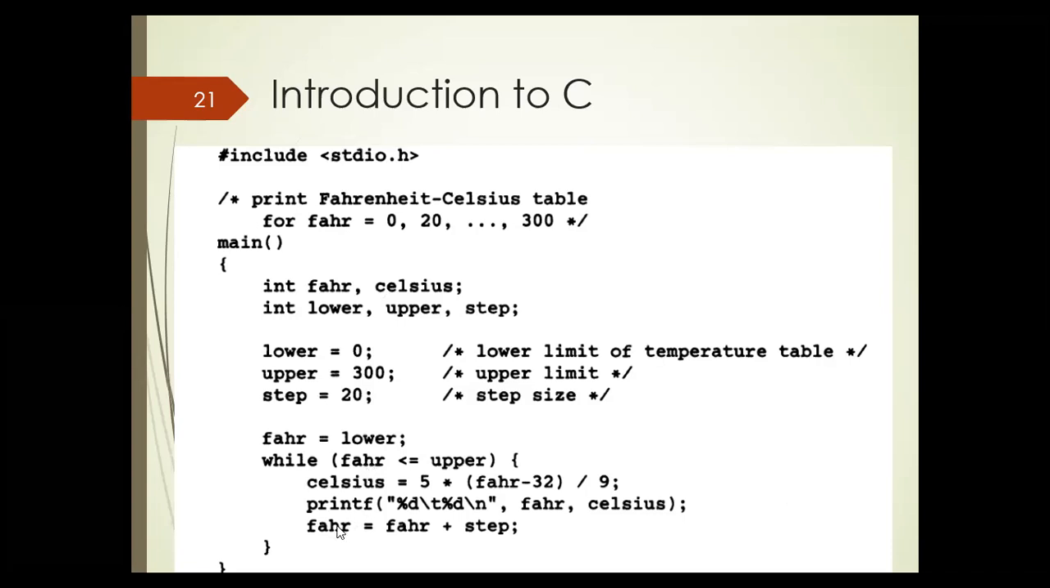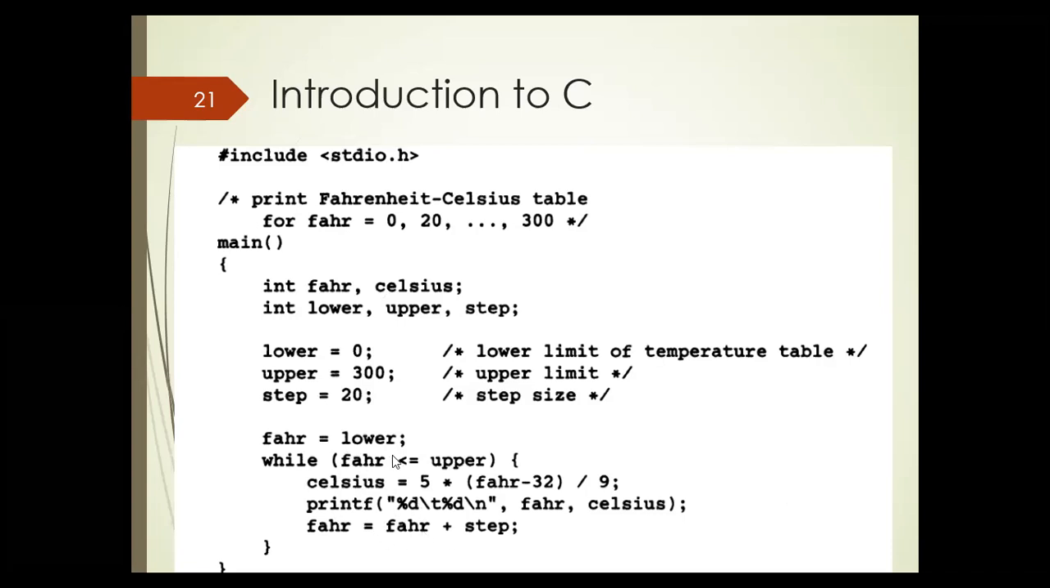So this line is basically saying here, FHR is currently 0. Now I take 0 plus 20. So this was a step which can change, of course. Now the new value is stored in FHR. So the previous value of 0 is overwritten by 20. Now you come back to your value and you check, is 20 less than or equal to 300? That's true still. So then you calculate the value of Celsius for 20, you print it, and then you update it to 40. So this while loop here is going to run until FHR becomes 300.